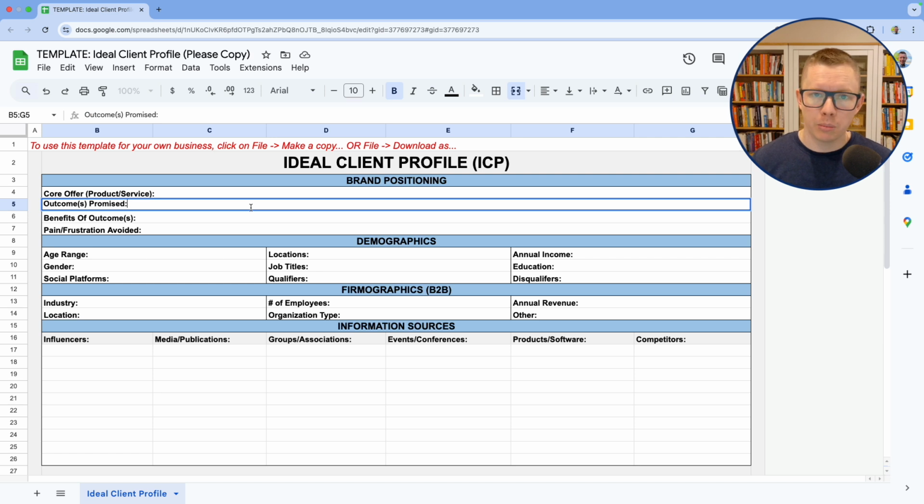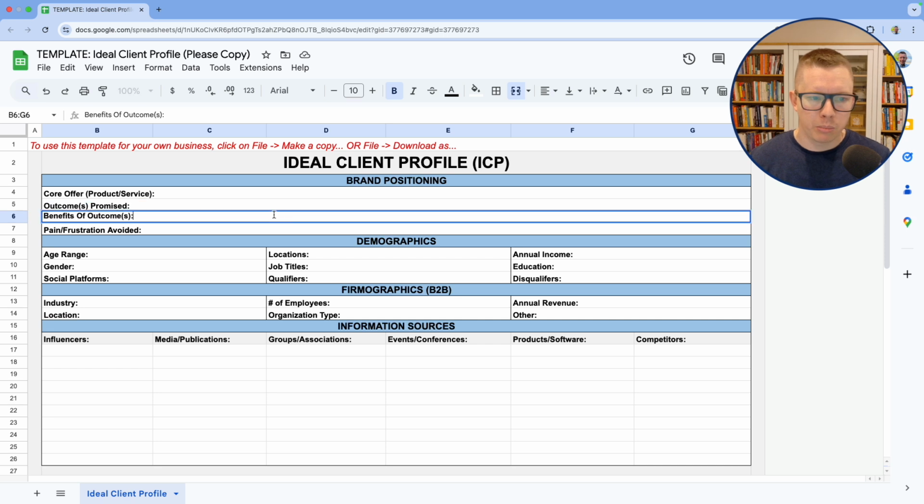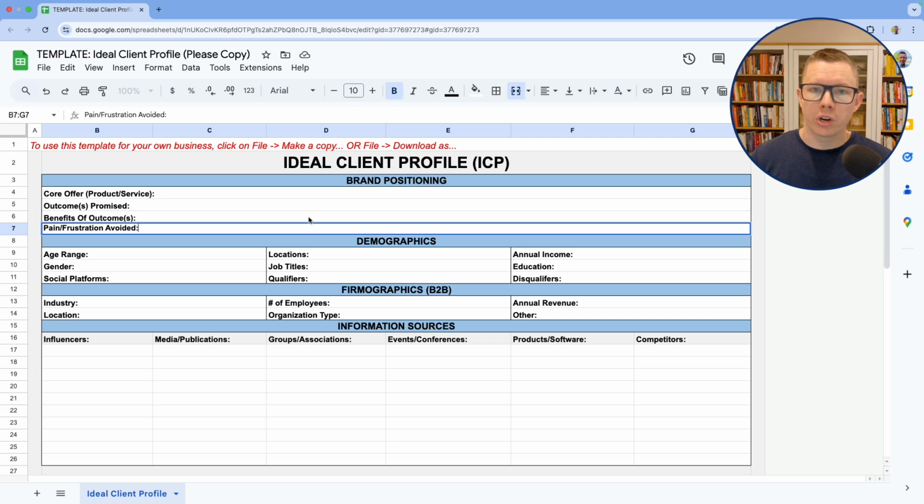What is the outcome that product or service helps your client to achieve? What are some of the benefits to them of achieving that outcome? And what are some of the pains or frustrations that you help them to avoid by investing in your product or service? So again, this is just meant to be some high-level overview stuff, just because it's useful for making sure that any content we create, any campaigns we're launching, stay within alignment of how we want to be positioned and to attract people who fit this criteria.